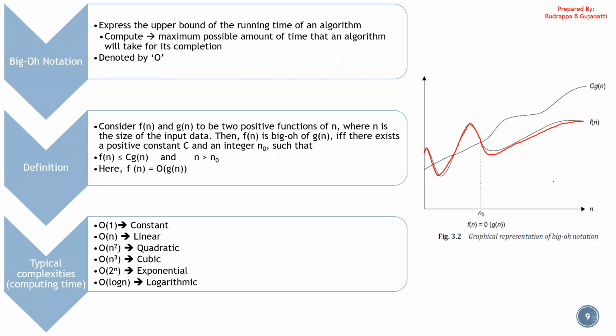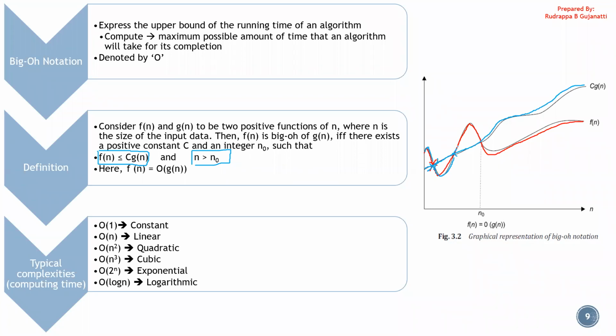So this is f of n. Now if you observe after this point, the other one is c into g of n. As per your condition, f of n should be less than or equal to c times g of n for all the values of n greater than n naught. Here you can see that f of n is greater, so the condition fails. But after this point, from here to here, you can observe that f of n is less than or equal to c times g of n.